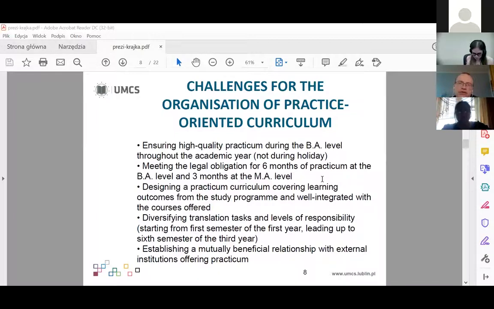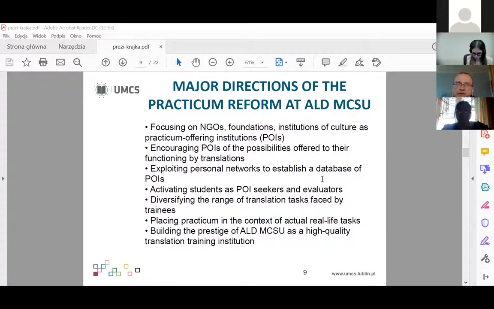And the major directions of this practicum reform, which we started around 2015, and we are still pretty much in the process. Rather than focusing on translation agencies as POIs, practicum offering institutions, we targeted NGOs, foundations, institutions of culture, the units of the municipality of Lublin, using both personal networks to establish this database of quality POIs, as well as encouraging students to be active seekers, but also evaluators of POIs. We evaluated POIs before students were assigned practicum there, which was already an important change.